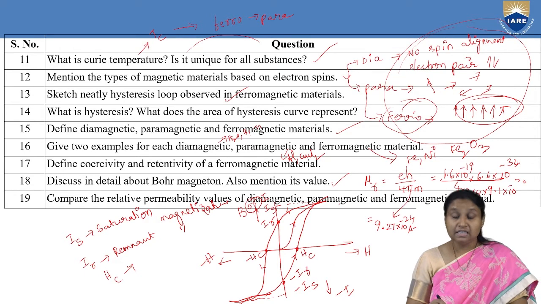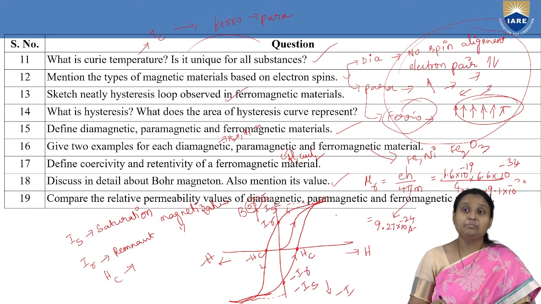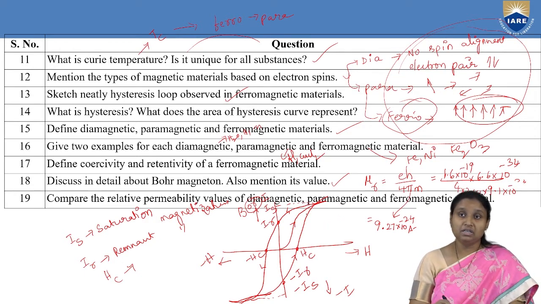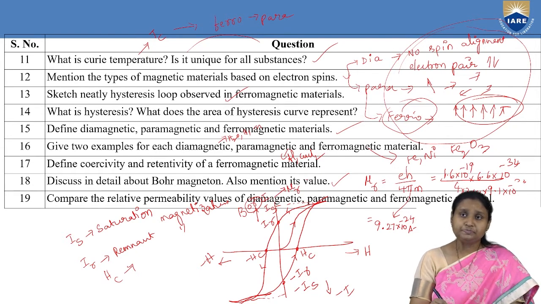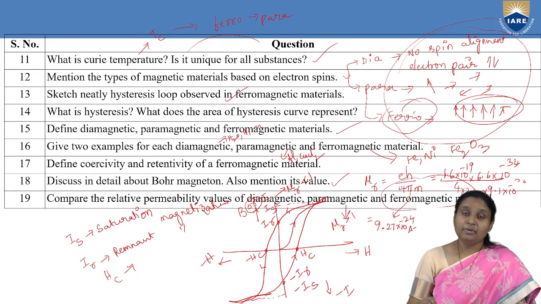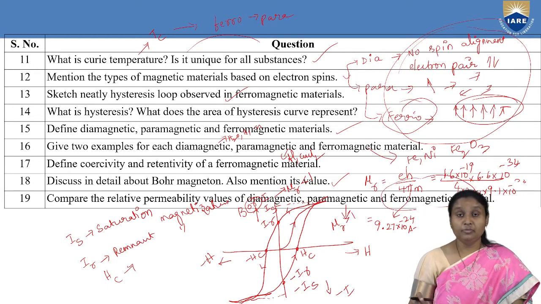Compare the relative permeability of diamagnetic, paramagnetic and ferromagnetic material. For diamagnetic material, the relative permeability value will be less than 1. For paramagnetic, mu r is slightly greater than 1. Whereas for ferromagnetic material, its relative permeability value is in hundreds and thousands.